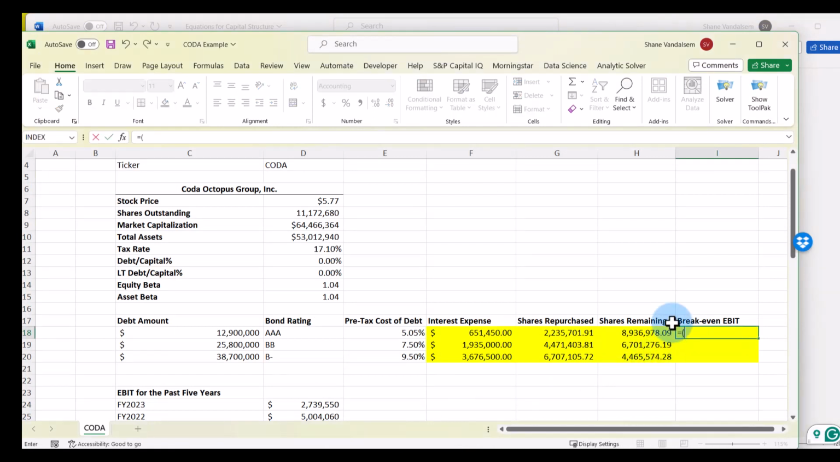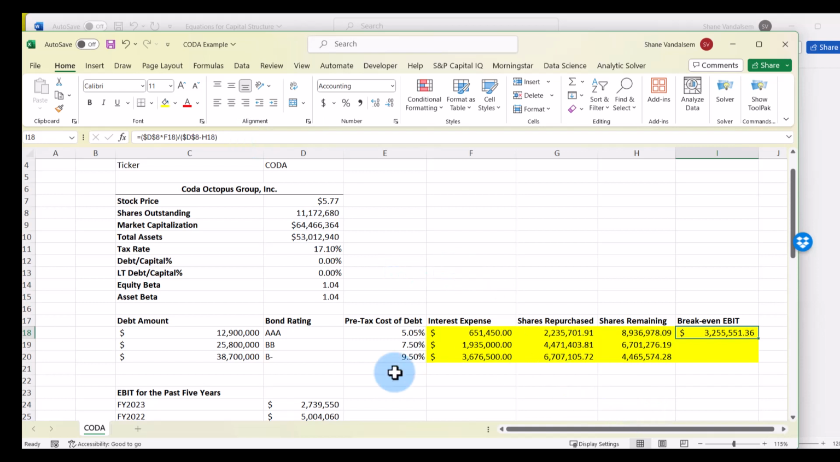So I'll put in equals and open parentheses, the shares outstanding, and lock that one in place, multiplied by the interest expense, divided by open parentheses, the shares outstanding with no debt, and again lock that one into place, minus the shares remaining. You can also put in for the denominator there just the number of shares repurchased. It comes out to the same number.